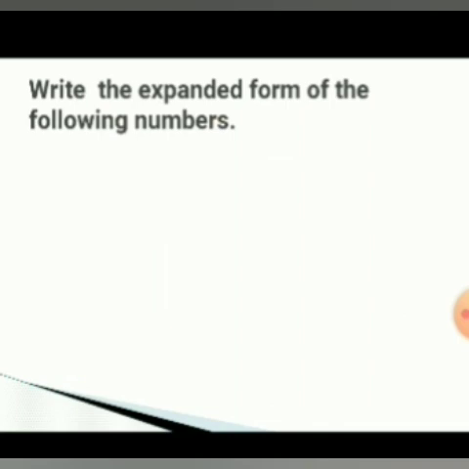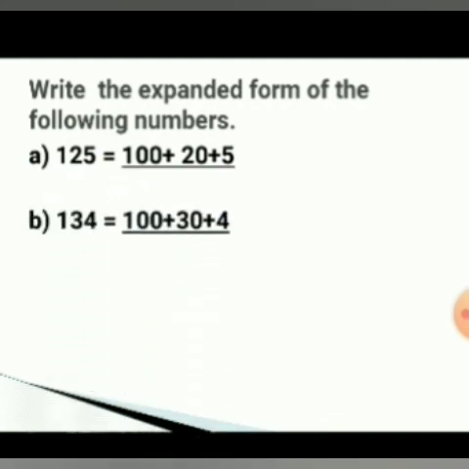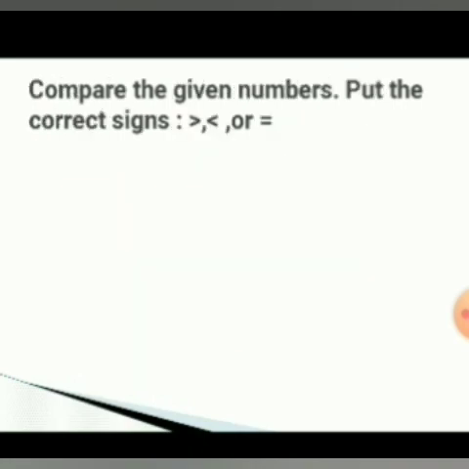Write the expanded form of the following numbers. We will split the numbers. Like 125. So 100 plus 20 plus 5. 134. Again we will write it. 100 plus 30 plus 4. The last one is 149. So 100 plus 40 plus 9 becomes 149.